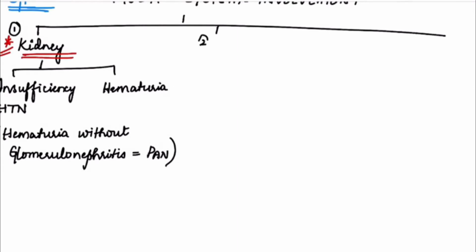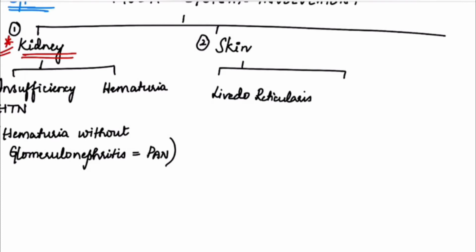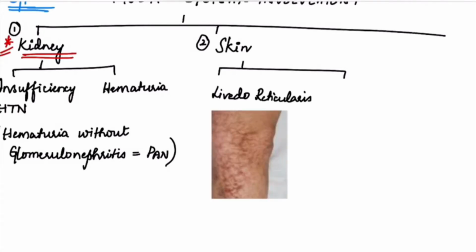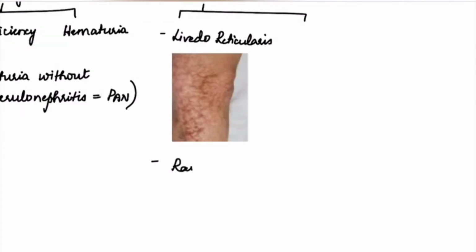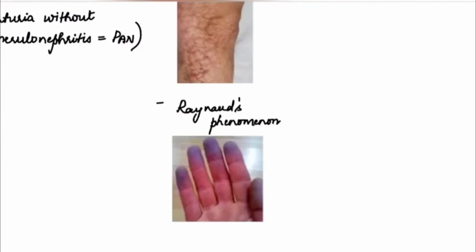The second organ to be involved is skin. Now, when there is decreased blood supply to the cutaneous tissues, it leads to livedo reticularis. This means red to purple color lace-like pattern on skin because of obstructed cutaneous vessels. This is the picture. And similarly, obstruction to the end arterioles or the capillaries presents with Raynaud's phenomenon. So this is the picture.